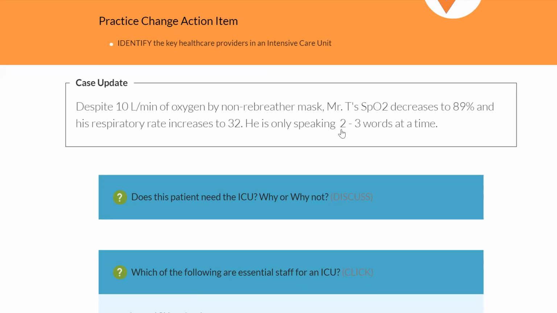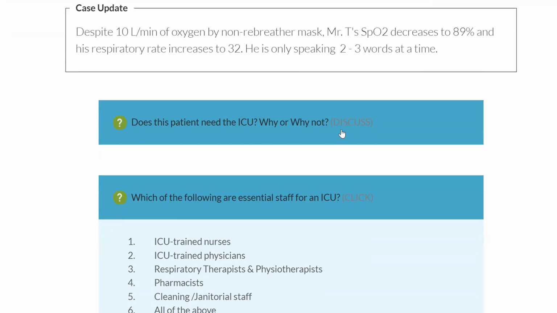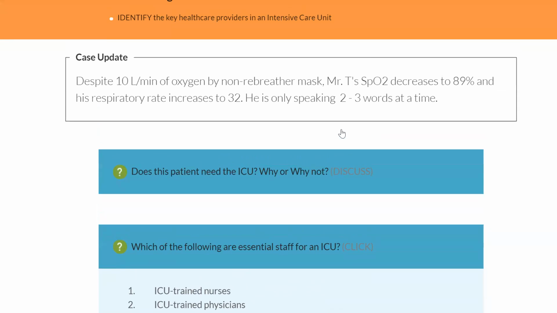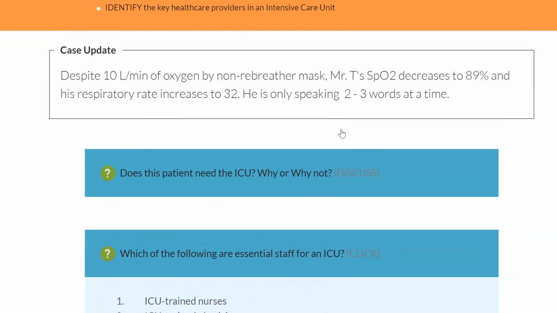So for the patient whom we've just discussed, a case update: despite 10 liters per minute of oxygen by non-rebreather mask, Mr. T's SpO2 decreases to 89%, and his respiratory rate has increased to 32. He's only speaking 2 to 3 words at a time, and initially he could speak complete sentences. Does this patient need ICU? Why or why not? Maybe you can just put a small brief in the chat box, and then we see a quick one. Why do you think this patient needs ICU, and why? Just let me give a minute.